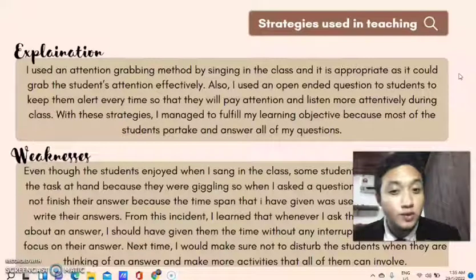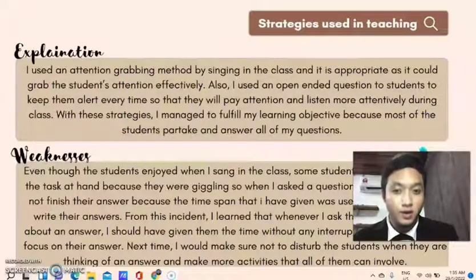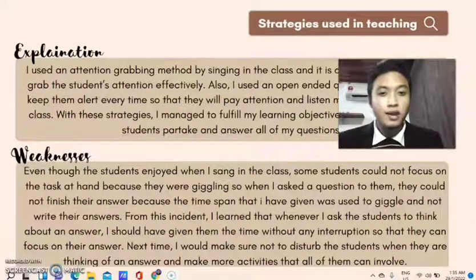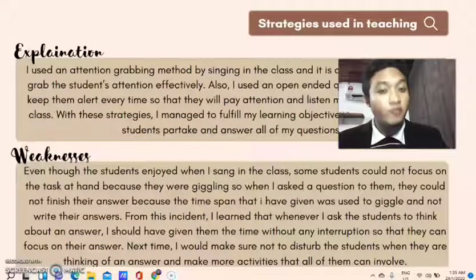But there's also some weakness with this strategy, because even though the students enjoyed when I sang in the class, some students could not focus because they were giggling. This left a negative impact, as some students could not answer my questions because the time I had given was used to giggle and not to think or write an answer. From this incident, I learned that I should not disturb them by doing something goofy in class or singing when I give the students time to answer a question. And also, I should make more activities that all of the students can get involved in.